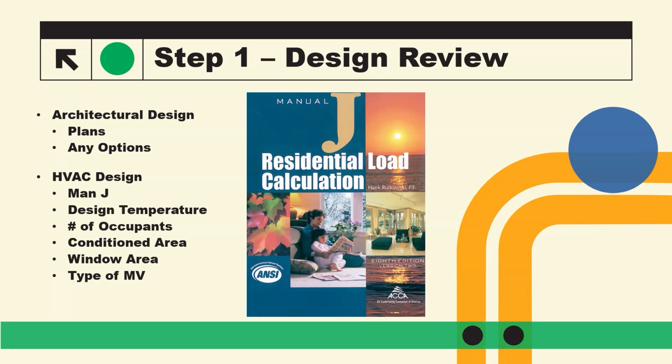First, we start out with architectural design, including verification of the plans and any options that are there. Sometimes there'll be a bonus room on the second page, third page, or in the plans themselves, and you can find out what are the options there, and what needs to be included in the number of occupants and size of home. Then we move on to HVAC design. I didn't list all of them here, but it includes Manual J verification, the indoor and outdoor design temperature verification, the number of occupants, the conditioned floor area, the window area, and then what type of mechanical ventilation is installed and how that is going to be designed.